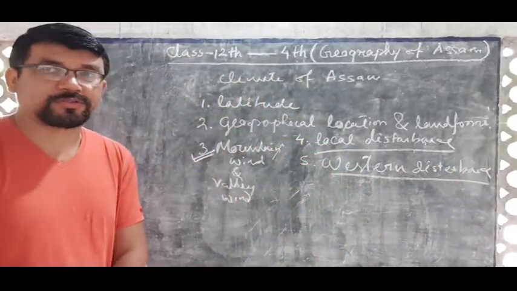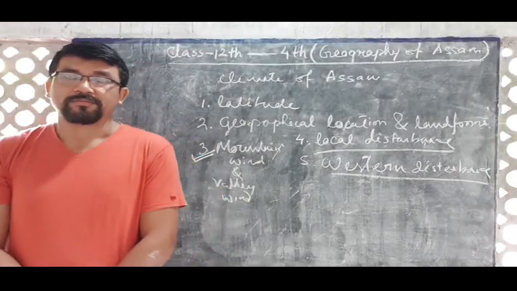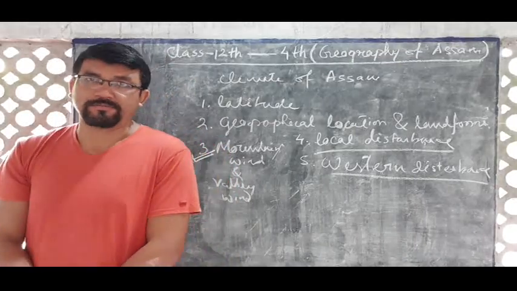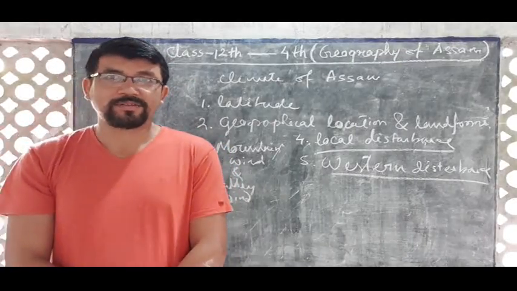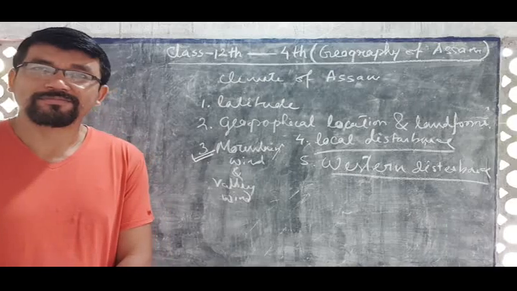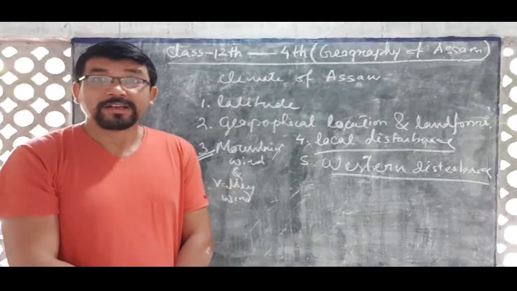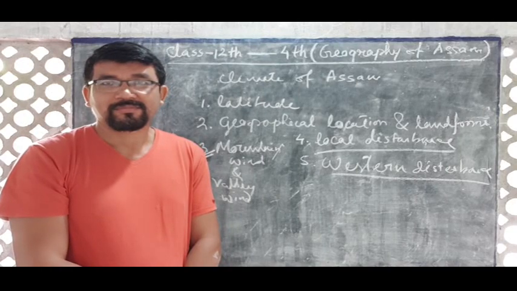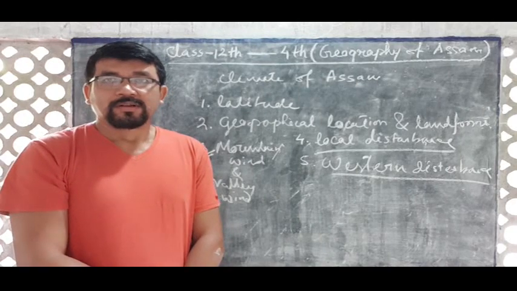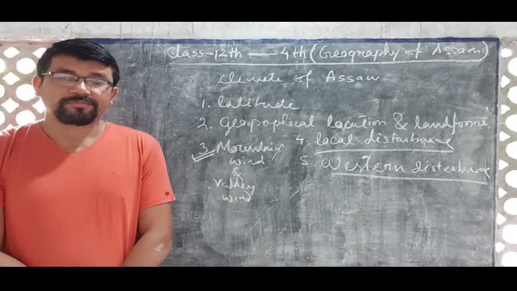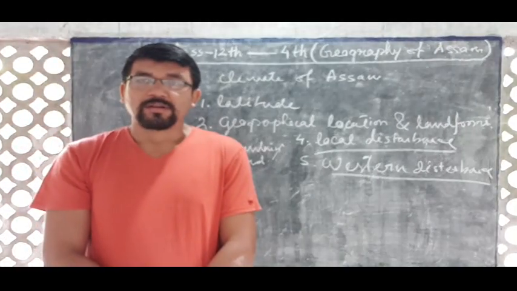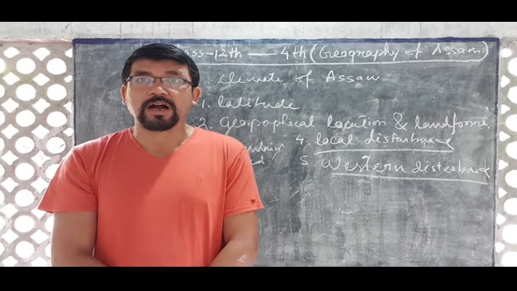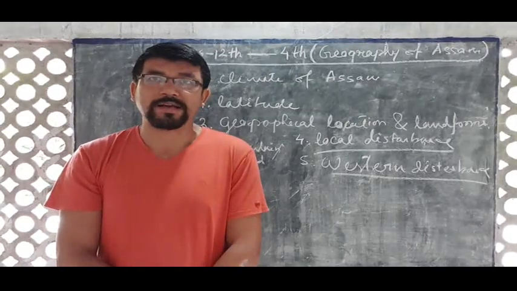Western disturbance. It is also known as nor'wester. It is somewhat critical, that means difficult to understand, you remember. In the winter season, India is somewhat disturbed by the westerlies.